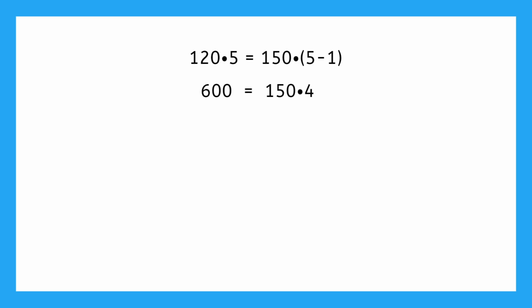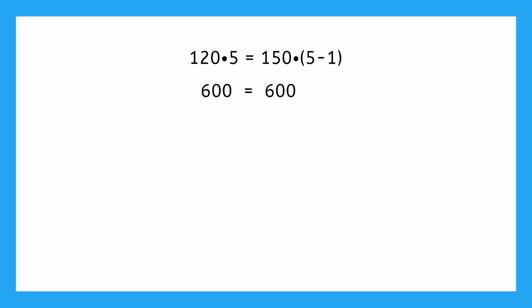Let's check that answer. We started with this equation, and we said our answer was 5 hours. 120 times 5 is 600, and on the right, 5 minus 1 is 4. And 150 times 4 is 600. So we got the same thing on both sides.